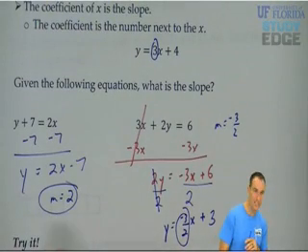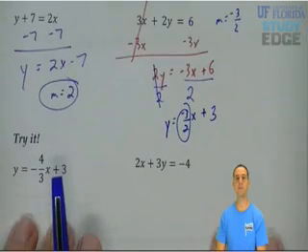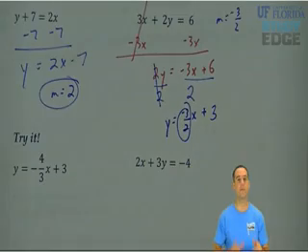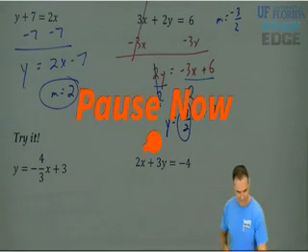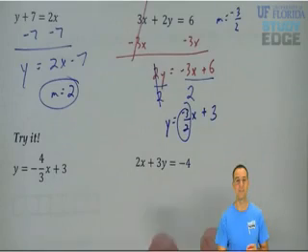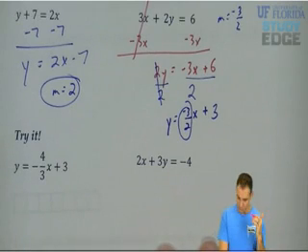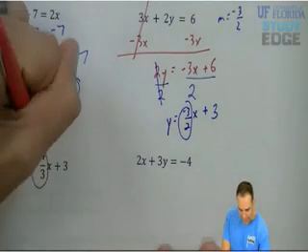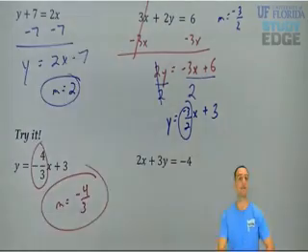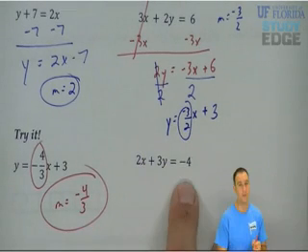I want you to try one more time, given these equations, find the slope of each line. One more time. Pause now. This equation is already in slope-intercept form. This one is already in y equals mx plus b. The slope of this line would be negative 4/3, and you'd be done. You'd be happy. But over here, you might be sad. You have to solve this for y.